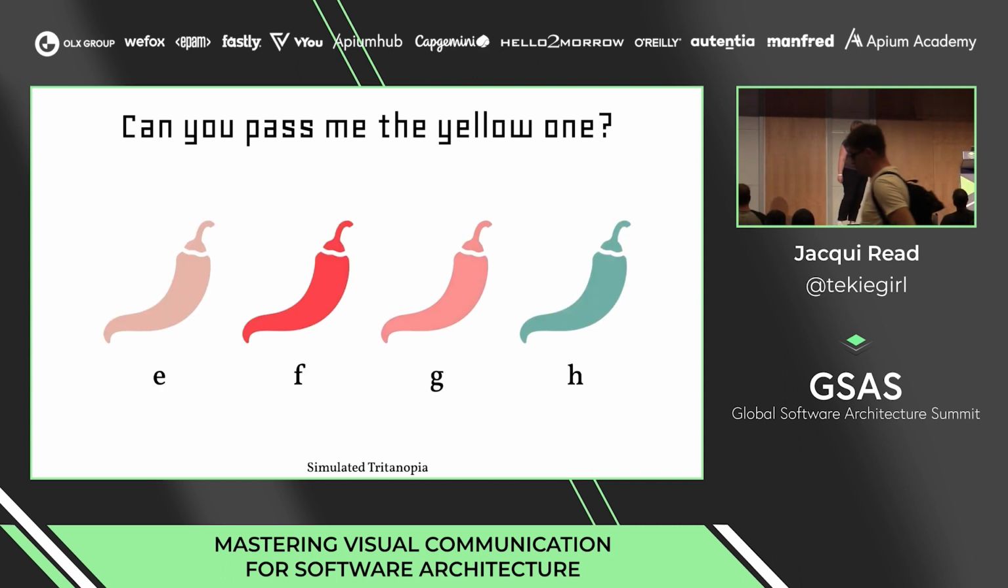how about now? This is a different type of colour blindness. This one's simulated tritanopia. And I've modelled them up again, so it's not just going to be the one on the right. So, which one of these is yellow? Is it E? F? G? Or H? Most people did not put their hand up at all. That's cheating. So in this case, it's E, is the yellow one.